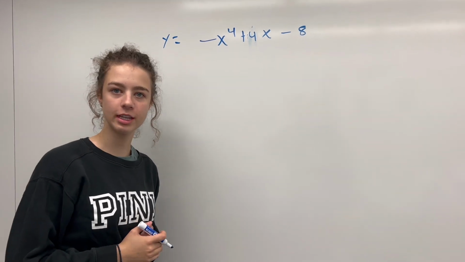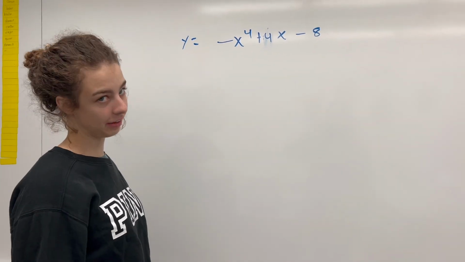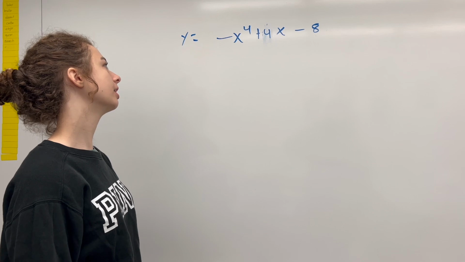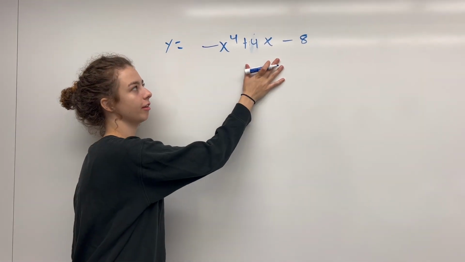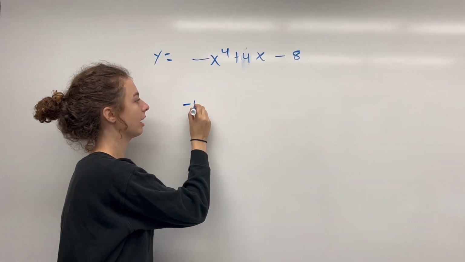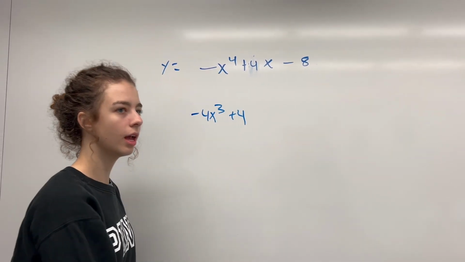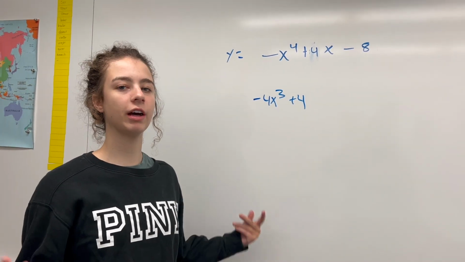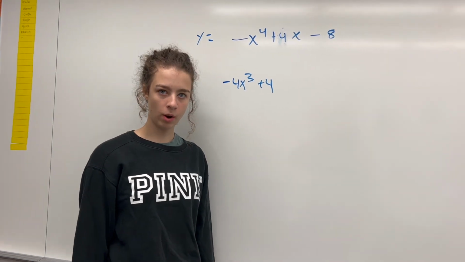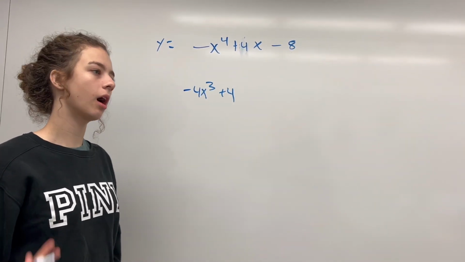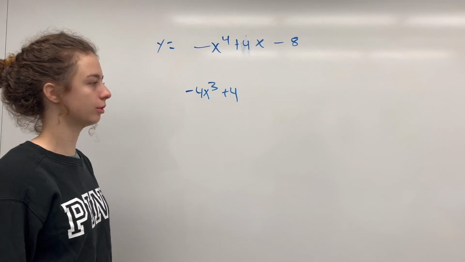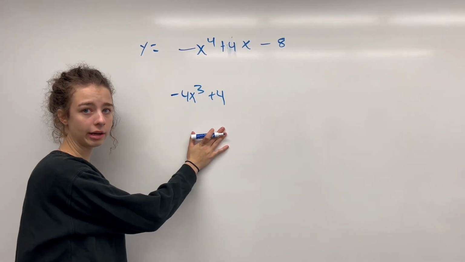Okay, so our first step for curve sketching is finding the derivative. And as we know, using the power rule, the derivative of this equation would be negative 4x to the third plus 4. And now we're going to find the critical points. The critical points are the zeros of a function, kind of like in algebra. So I'm going to solve for x in this equation.